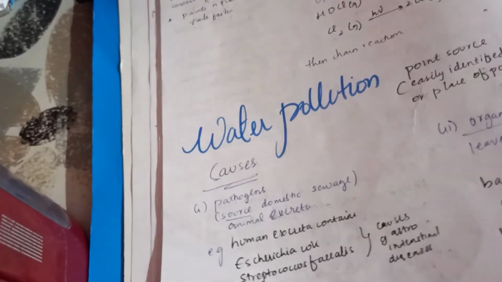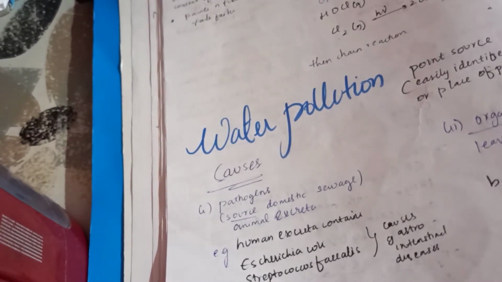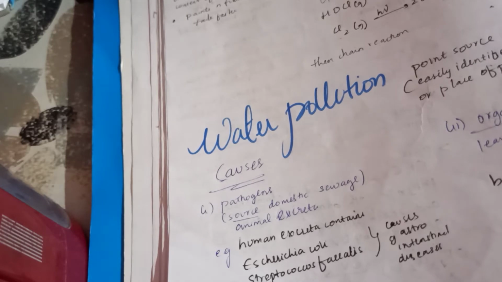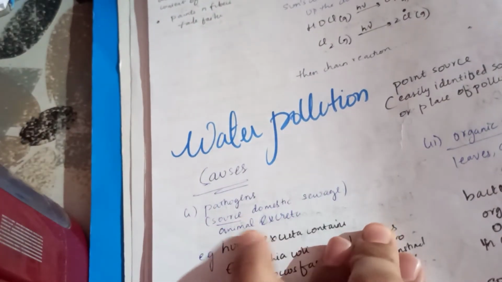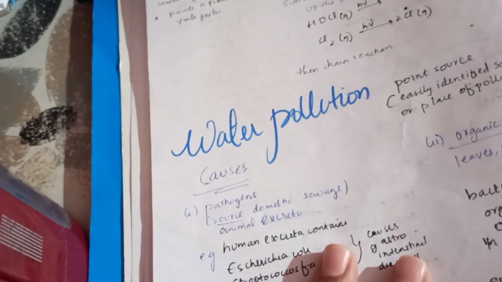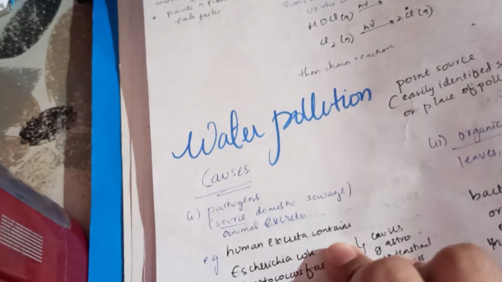Causes. Okay, we have discussed air pollution. In air pollution, there are two parts, troposphere and stratosphere. So we have discussed them completely. And now water pollution. Causes, pathogens. Pathogens are nothing but disease causing organisms or microbes.